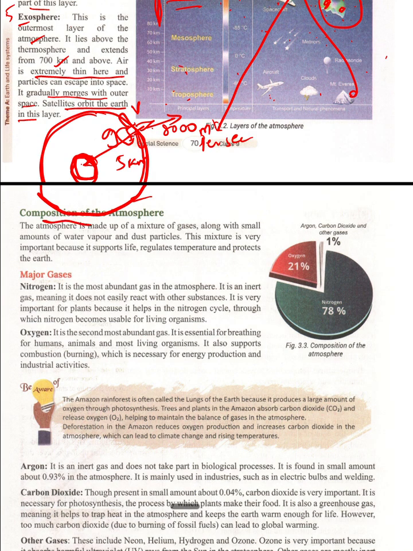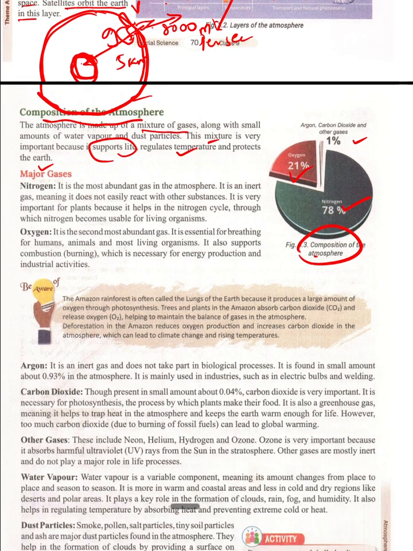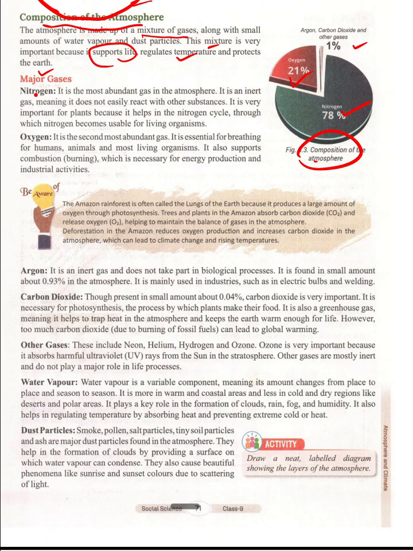So coming to the composition of the atmosphere, the next topic of this video. The atmosphere is a mixture of gases. As you can see, 78% is nitrogen, oxygen 21%, and other gases 1%. The mixture is very important because it supports life, regulates temperature, and protects the earth. Major gases. First we are discussing nitrogen, which is the most abundant gas in the atmosphere. It is non-reactive, not easily reactive with other substances. It helps plants because it helps create chlorophyll during photosynthesis. Nitrogen helps the plant to grow.